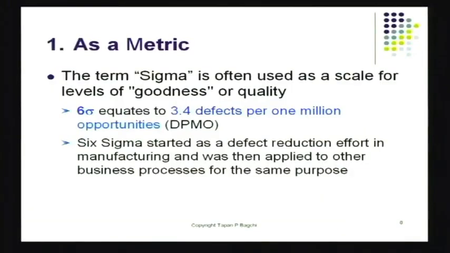What is Six Sigma as a metric? It's a way to measure your performance. In fact, Six Sigma equals 3.4 defects per 1 million opportunities. That's a metric. It may turn out that your level of defects is not quite at this level. Then your Sigma measure is going to be less than Six Sigma. It's going to be maybe 5 Sigma, or 4 Sigma, or 3 Sigma. It could even be 2 or 1 Sigma.